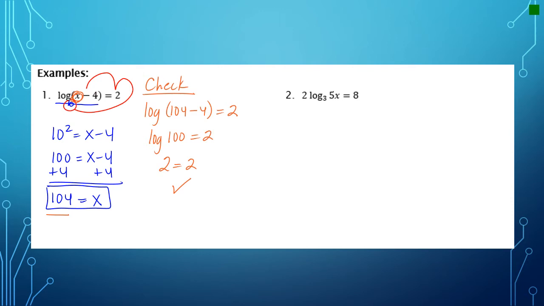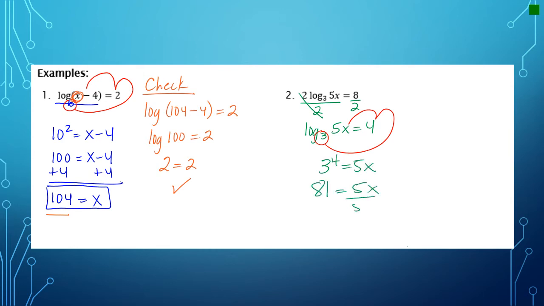So I have to isolate the logarithmic expression. There's a 2 that I need to get rid of, so I'm going to divide it on both sides. And I'm left with log base 3 of 5x equals 4. At this point, I'm going to take this and put it into exponential form. So 3 to the 4th power equals 5x. 3 to the 4th power is 81. And then I would divide both sides by 5. And I would get that x is, you can either leave it as 81 over 5, or you can write it as the decimal 16.2.